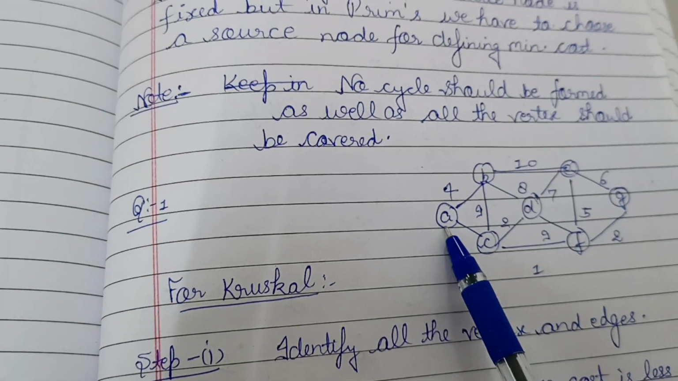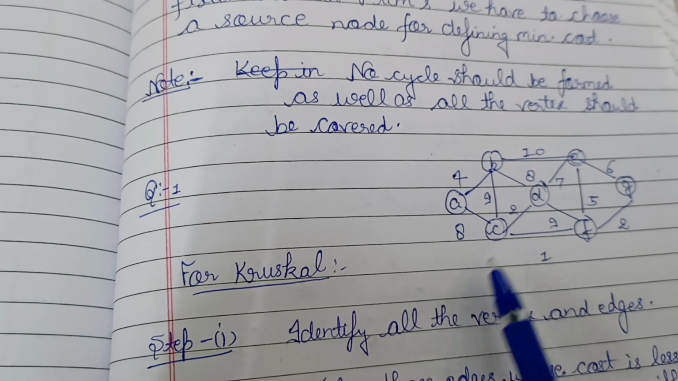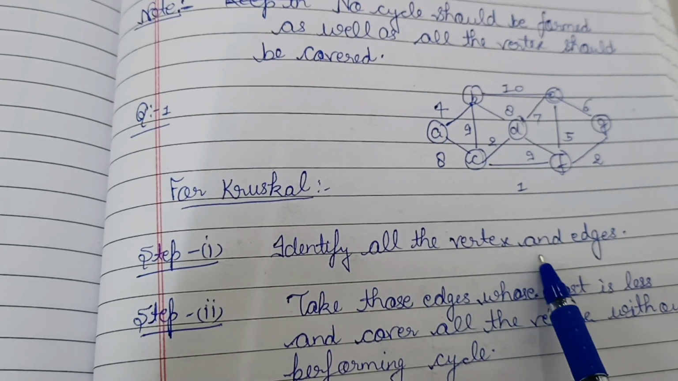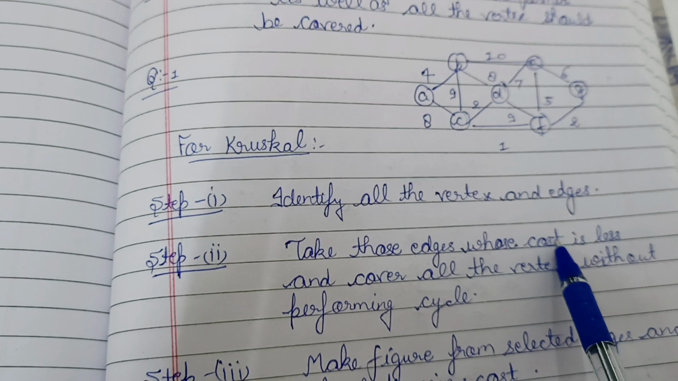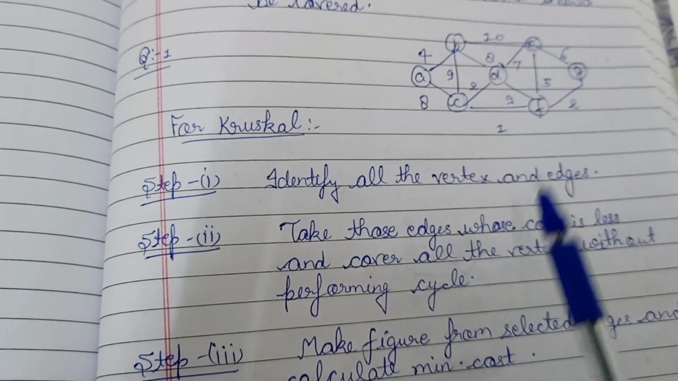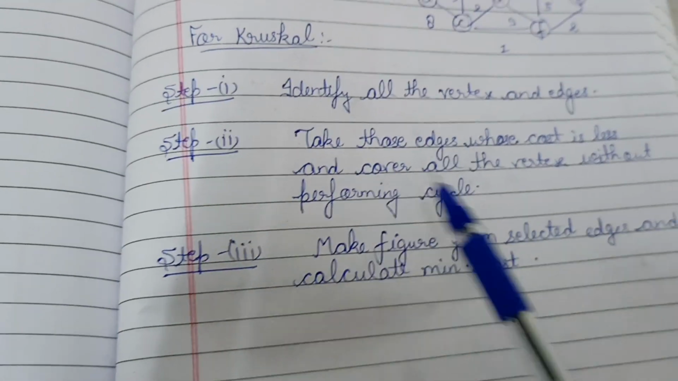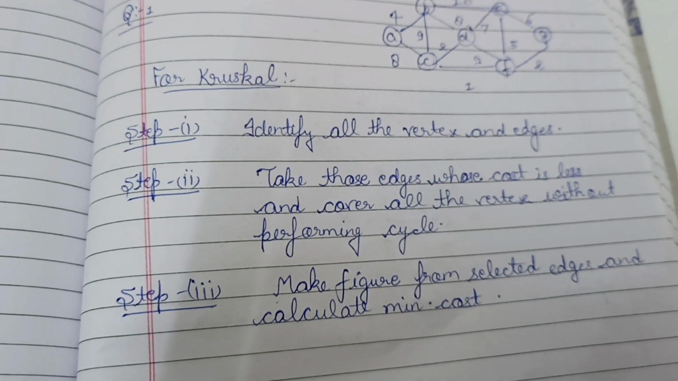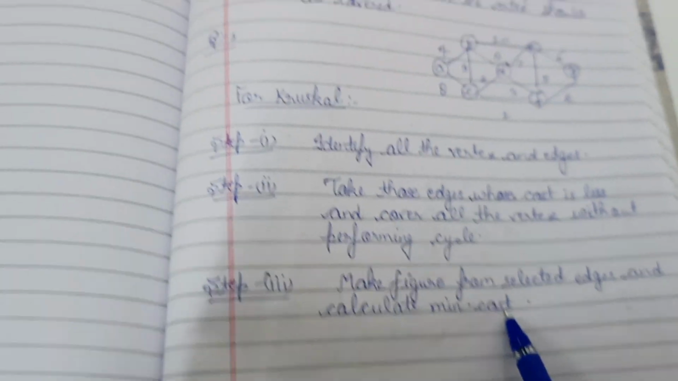This is a question with vertices A, B, C, D, E, F, and G, and we have to solve it using Kruskal's algorithm. The process: step one is to identify all the vertices and edges. Step two is to take those edges whose cost is minimum, and cover all the vertices without creating a cycle, meaning a loop should not be created. Step three is to make a figure from the selected minimum cost edges, and calculate the minimum cost from them.